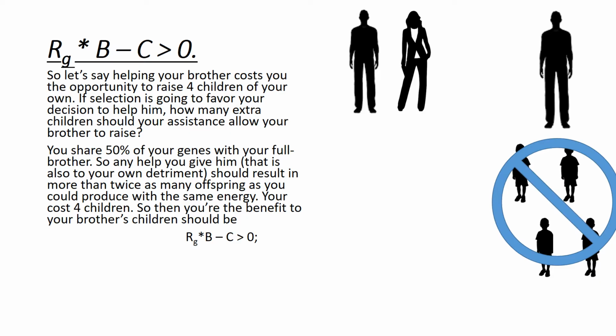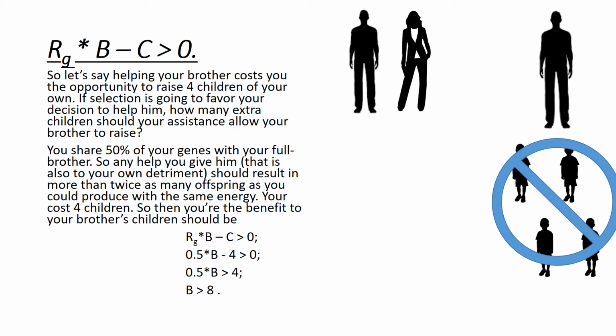So if you work through the algebra here, you're related to your brother by 50%. Your benefit to your brother's offspring is b, and you are losing out on 4 offspring. So if we work this out, we have 0.5 times b is greater than 4, moving the 4 to the other side. B should be greater than 8. So really 9 offspring you should be helping your brother to reproduce. So I guess they're going to have their hands full in this very contrived situation.